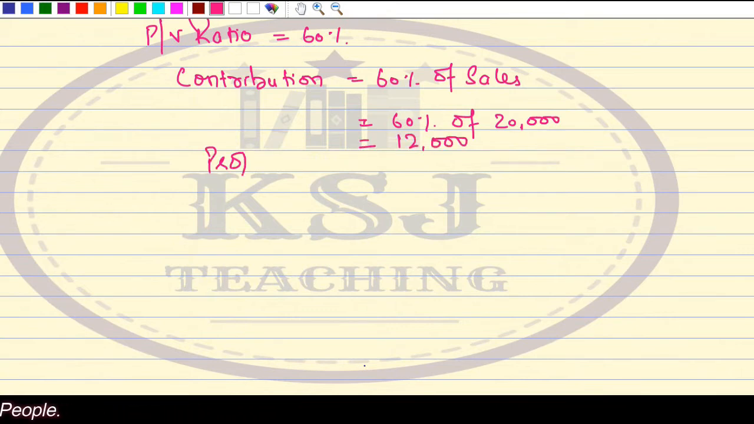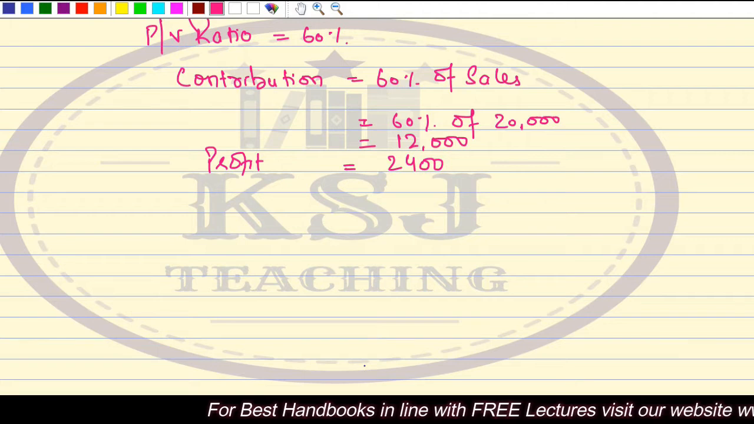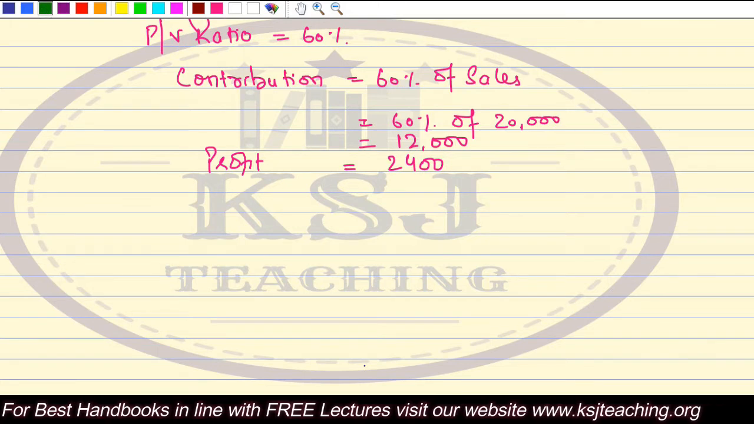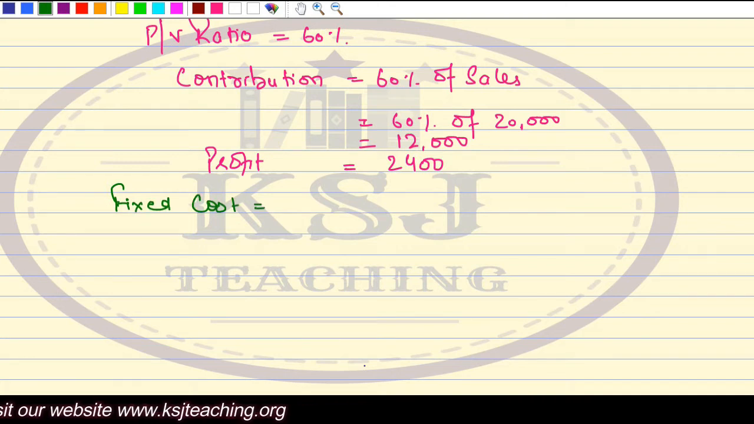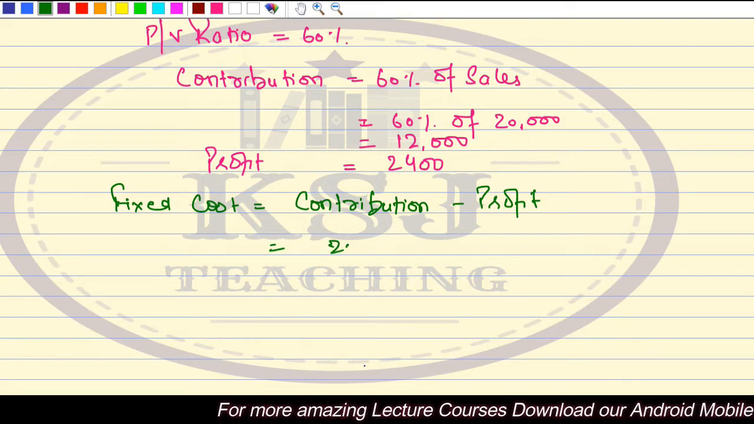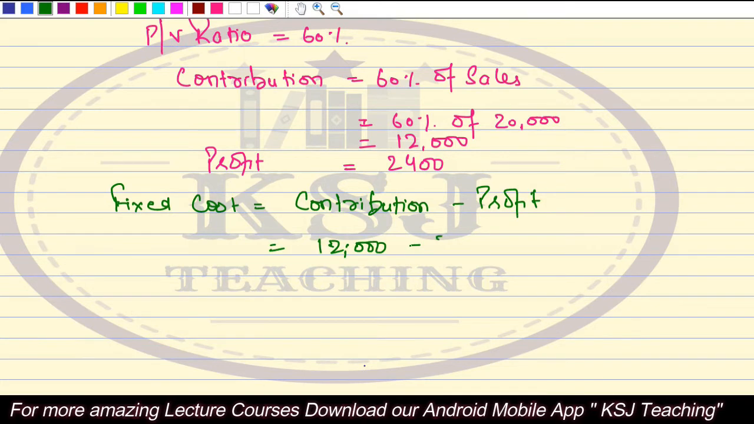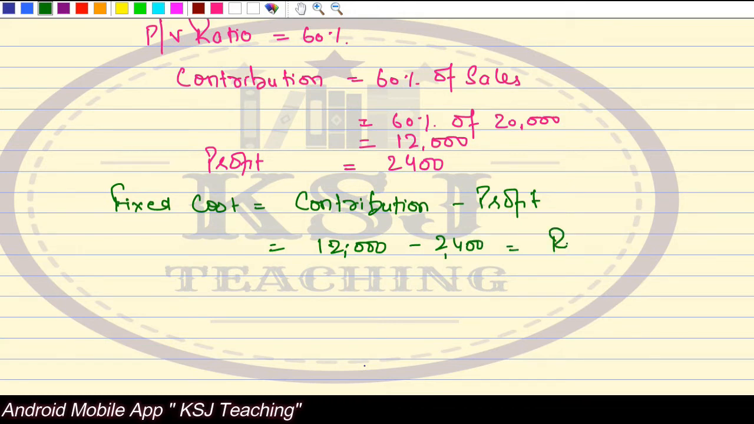Profit for the first year, sir, 2,400. Now tell me, if you have contribution and if you have profit, can you calculate fixed cost? Remember the income statement, sir. If you have contribution and if you have profit, can you calculate fixed cost? 12,000 minus 2,400, fixed cost will be rupees 9,600.